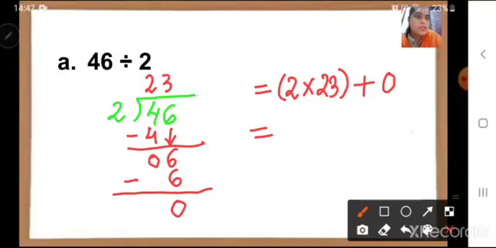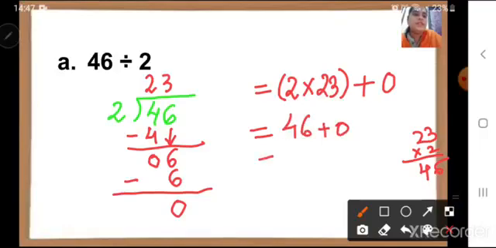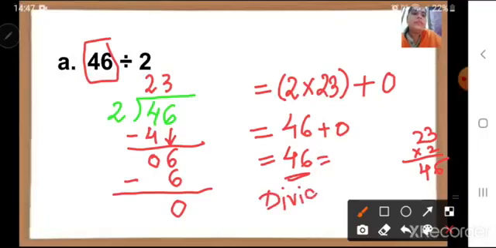So let me do it here. 23 into 2. 2 threes are 6. 2 twos are 4. So I got here 46 plus 0. 46 plus 0 is 46. And what is 46? Can you see it in the question, children? Yes, it is our dividend. So it is equal to the dividend. That means our answer is correct. We have solved it correctly.